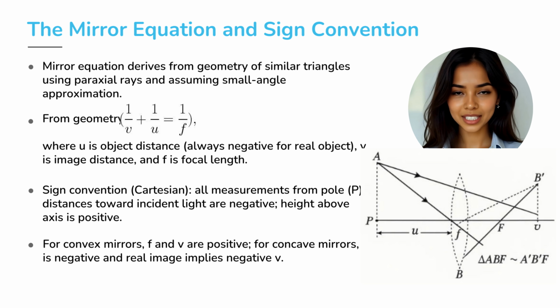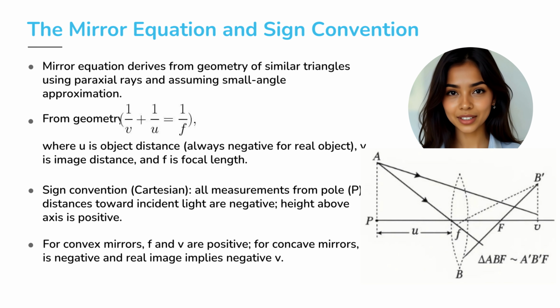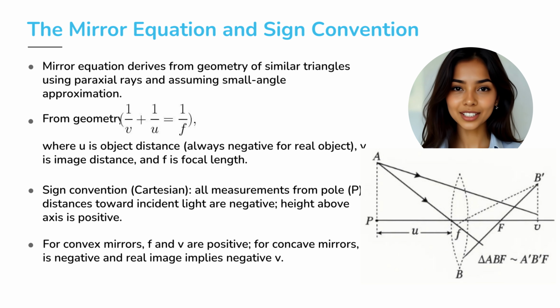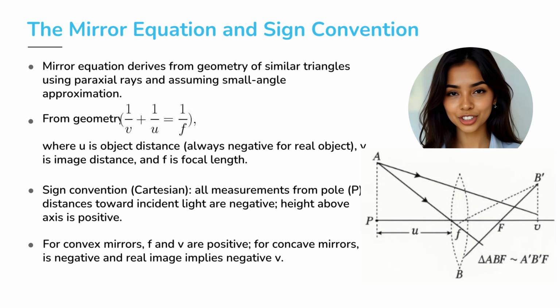Image distances v and their signs tell us where the image forms, if it's in front or behind the mirror. In concave mirrors, a real image means v is negative, and for convex mirrors, since images are virtual and behind the mirror, v is positive. The diagram illustrates this derivation beautifully, showing two triangles formed by object AB and image A prime B prime, labeling all the distances u, v, and f along the principal axis, helping us see how geometry guides the mirror equation.